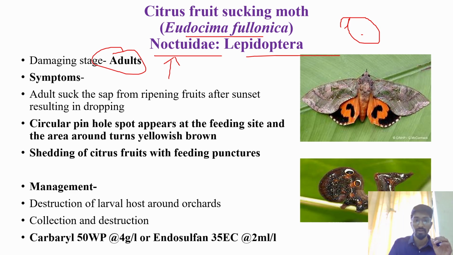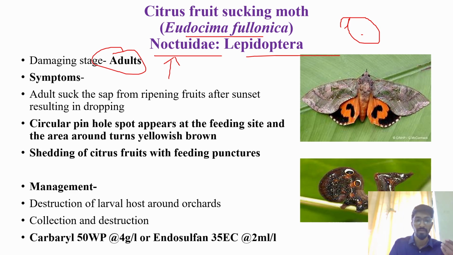Coming to the management, in cultural management there is destruction of the larval hosts around the orchards, and you have to clean the surface, like weeding and cleaning of these orchards, which is one of the cultural methods. Coming to collection and destruction, if you find any of these infested fruits, you collect and destroy them.